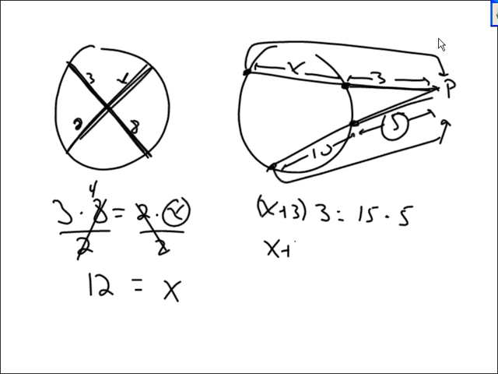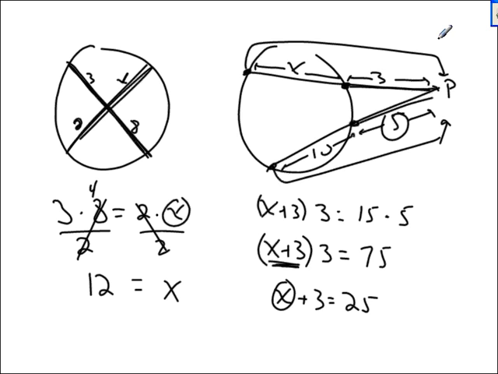So x plus 3 times 3 is 75. That's 25. 25 times 3 is 75. X plus 3 is 25. That's 22. 22 plus 3 is 25. And if I didn't say it, the instructions are to find x.